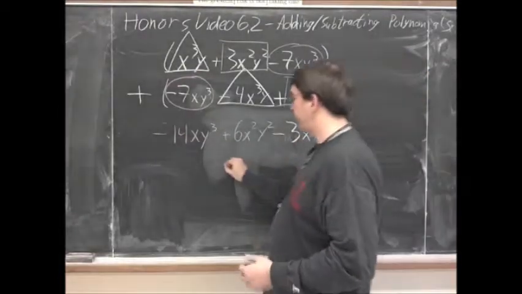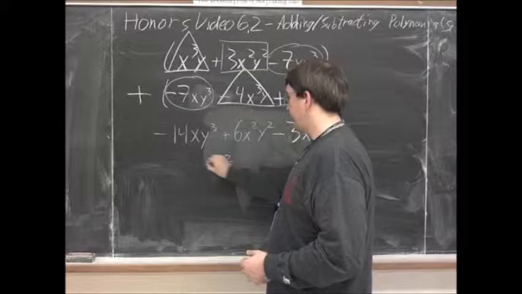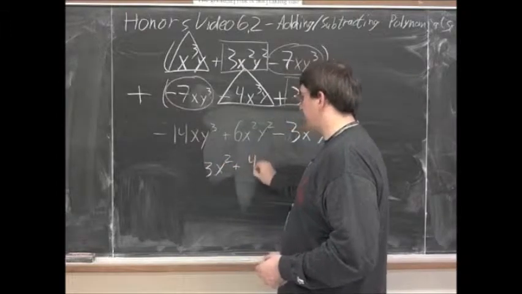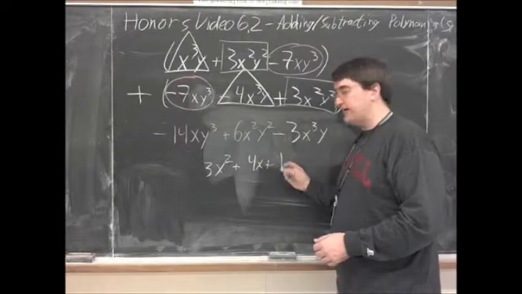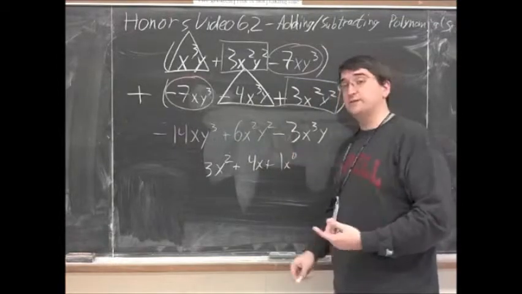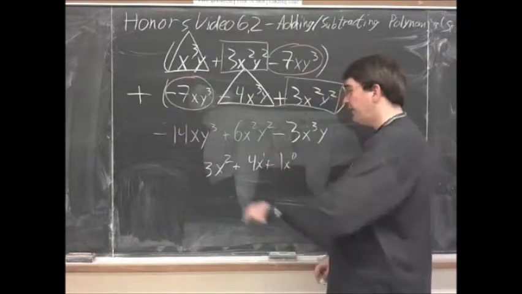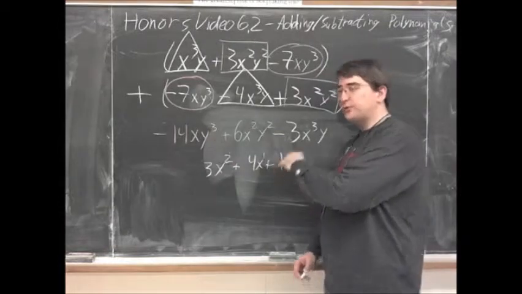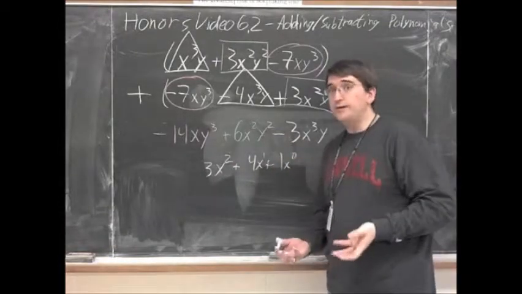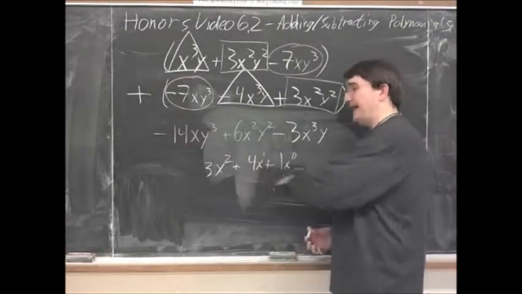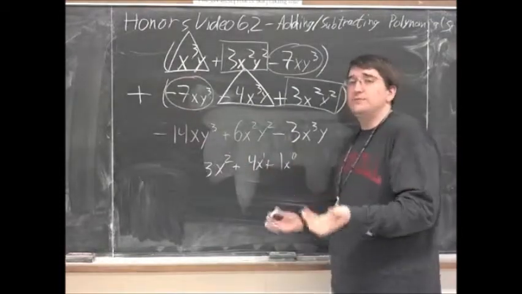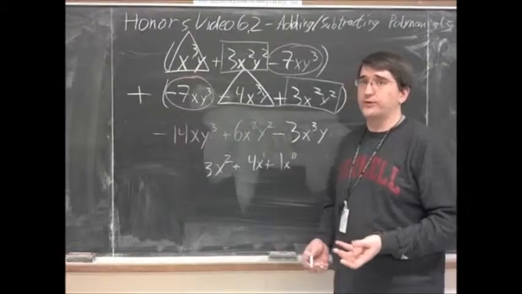But if you have things like 3x squared plus 4x plus 1, writing them in descending order like this, because remember, we could write that as x to the 0 and that is x to the 1, this is called standard polynomial form. This is the ideal way of writing the polynomial. It's not a requirement. You don't have to write it like this because addition is commutative. It doesn't actually matter what order you write them in.